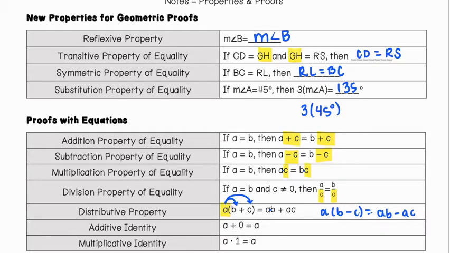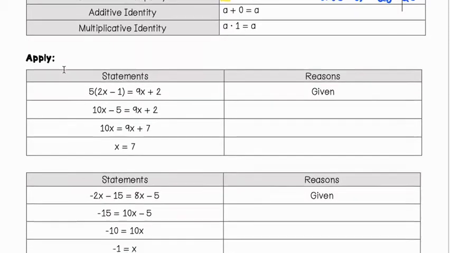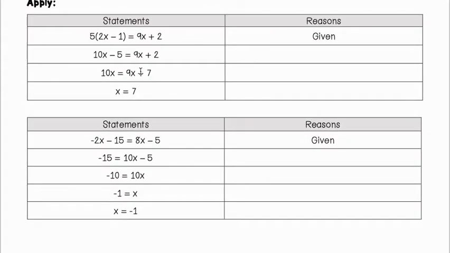So now that we've had a review of the properties we can use, we're actually going to give these a try in our equation proofs. In my first one, it says that I have an equation 5 times the quantity 2x minus 1 equals 9x plus 2. Now that is my given reason. Because that's the given equation, that's my reason for this.